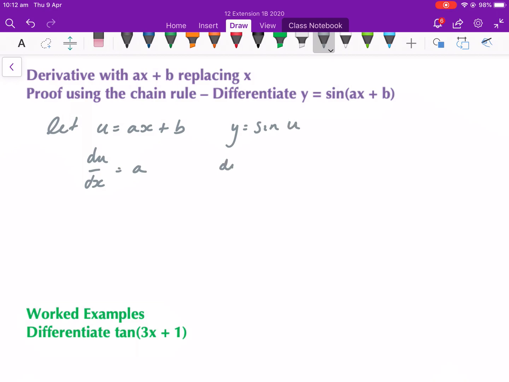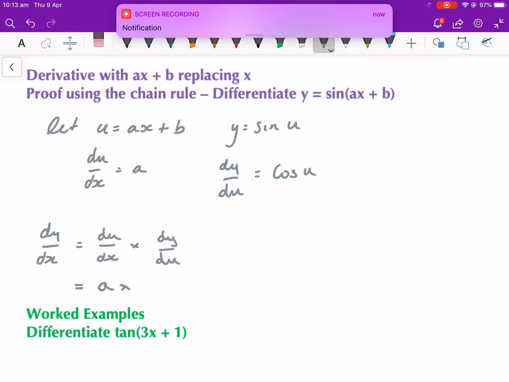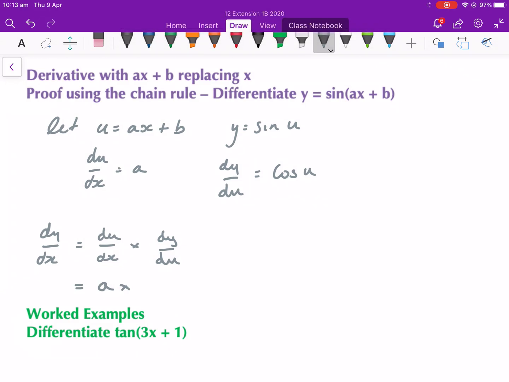And again, if we differentiate dy on du, sine differentiates to cos, so we get cos u. And then bringing all this together with the chain rule. So the chain rule, as a reminder, is dy on dx is equal to du on dx times by dy on du. And if we do all that, we get du on dx is just a times by dy on dx, which is cos u.